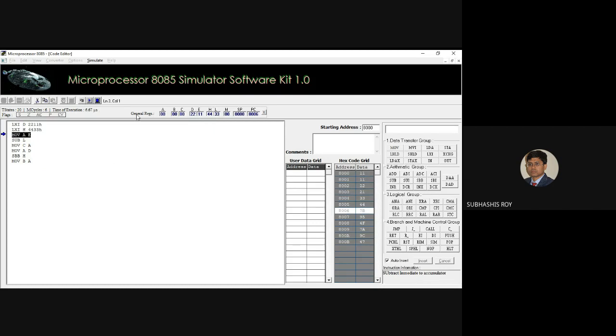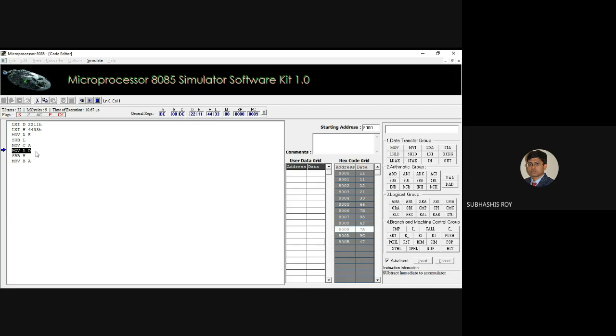So now you can see here, getting the first number into DE, getting the second number into HL, moving the number from E to A, because we are doing DE minus HL. So 11 minus 33. Okay, so getting the carry here. What is the result? Result is DE. Okay, moving the result into C.